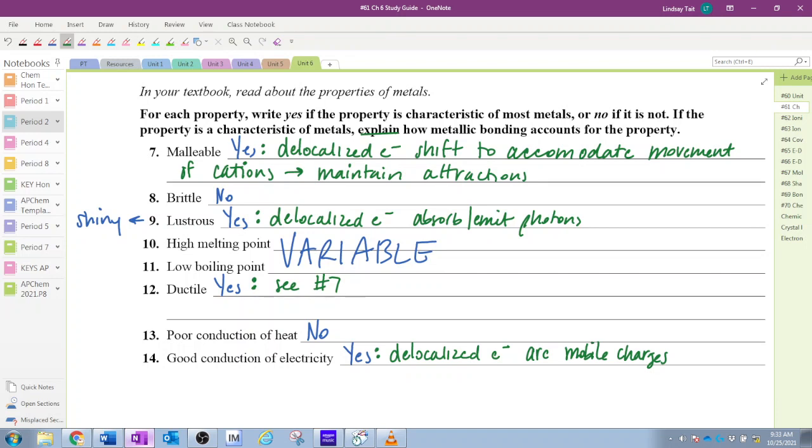Hey, do you notice how every single one of those started off with delocalized electrons? Those give metals almost all of their properties. The delocalized electrons. That's what it always comes back to.